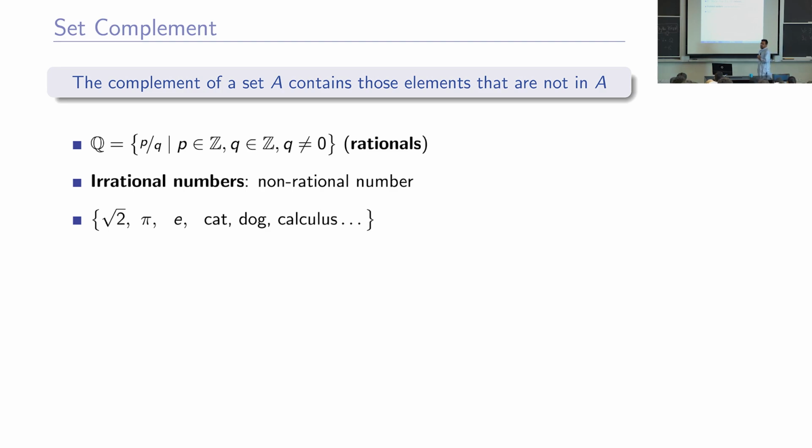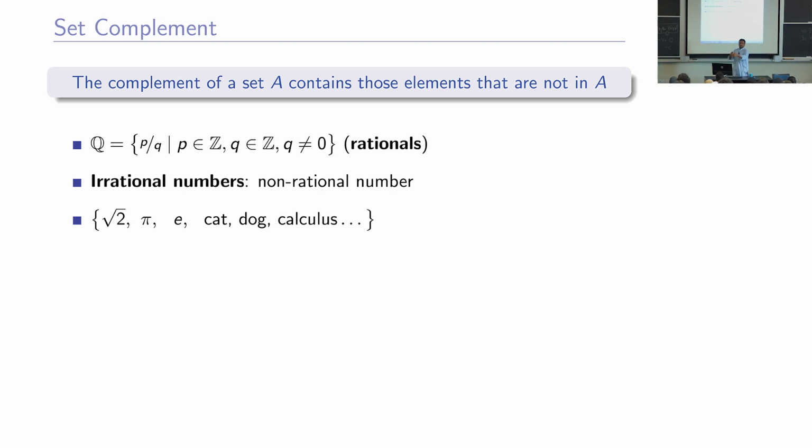This is a very good story associated with it that I will tell you. Is pi a rational number? Pi is not a rational number, okay? It cannot be written as an integer divided by another integer. Is e, the base of natural log, the Euler constant, a rational number? It's not a rational number, right? Is cat a rational number? Is calculus a rational number? So what's wrong with this? What's wrong with this definition of complement of the set?